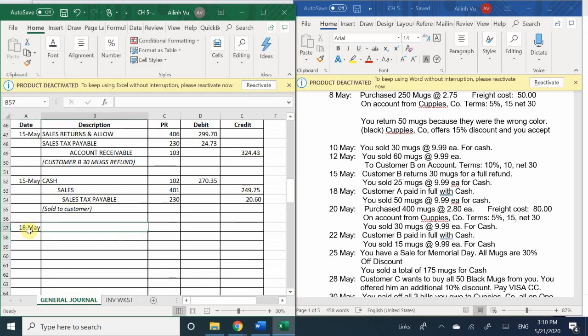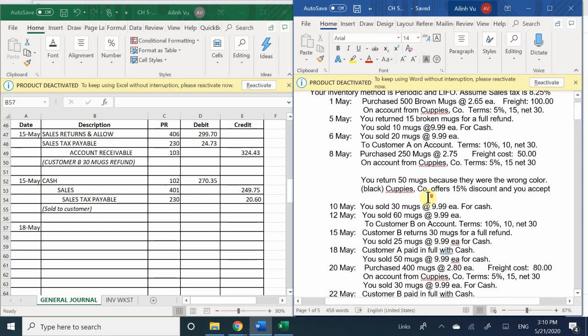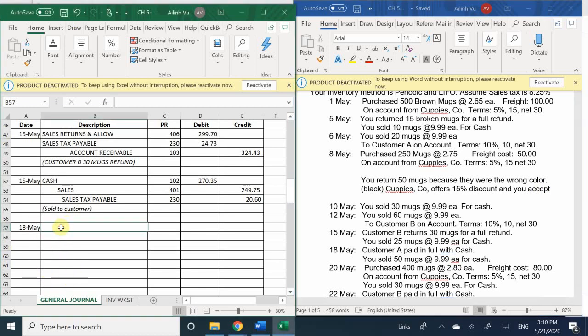All right. What happened here? Now, this is a different scenario. Customer A paid in full with cash. Okay. Customer A back on May 6th. Good. They missed the discount period, so they had to pay in full. Where's my May 6th?